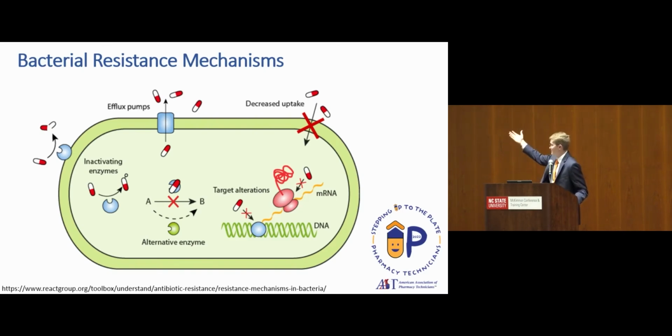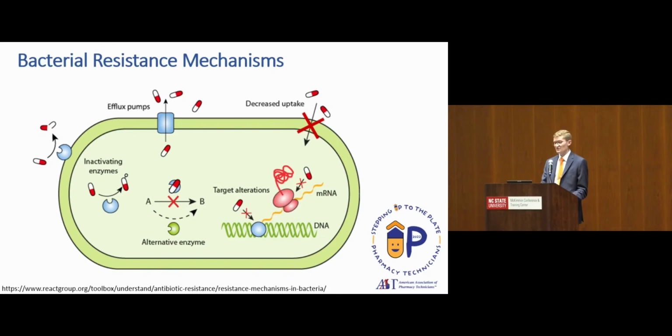At the top, you can see they can develop efflux pumps, which will pump our antibiotics out of the bacteria. They can develop ways to decrease the uptake of antibiotics. They can develop inactivating enzymes that are going to inactivate the antibiotic that we're using. And bacteria are so smart that they can alter the target that our antibiotic is trying to target, to make it so that our antibiotic doesn't recognize that target anymore. They can sort of use alternative means of accomplishing their goals so that antibiotics don't recognize it.